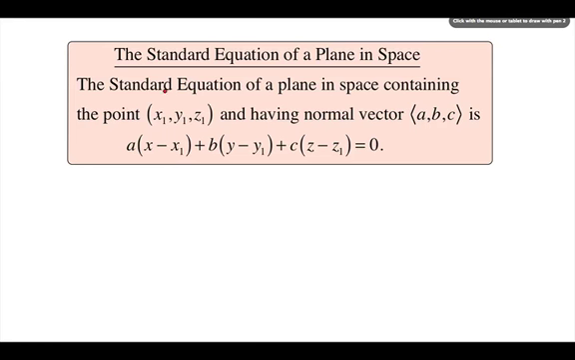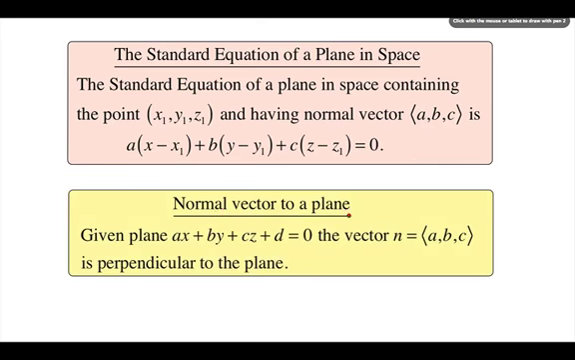Let me read this to you. The standard equation of a plane in space containing the point, what you see here, and having normal vector, what you see here, is the following equation that you have here. So let me just summarize what this is saying. Whenever you want to find the equation of a plane, all you need is a point on the plane and a normal vector to the plane, and plug it into this equation and you're done.